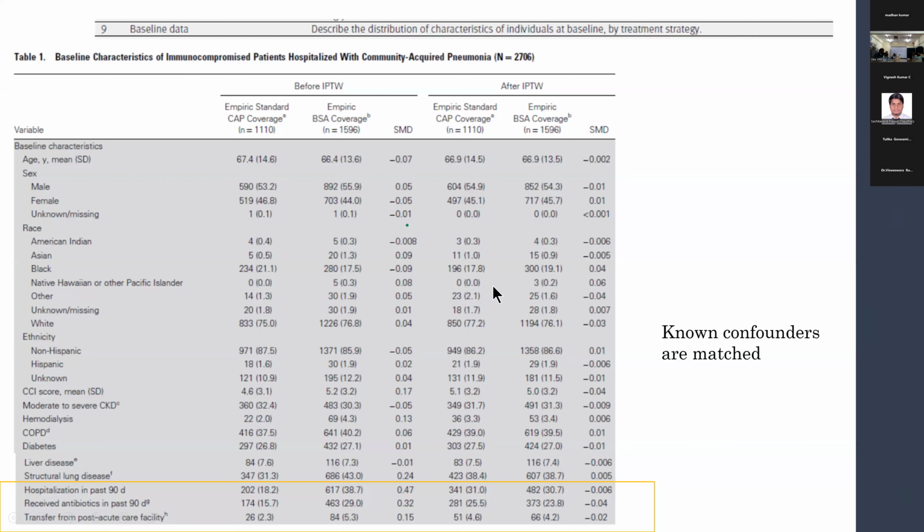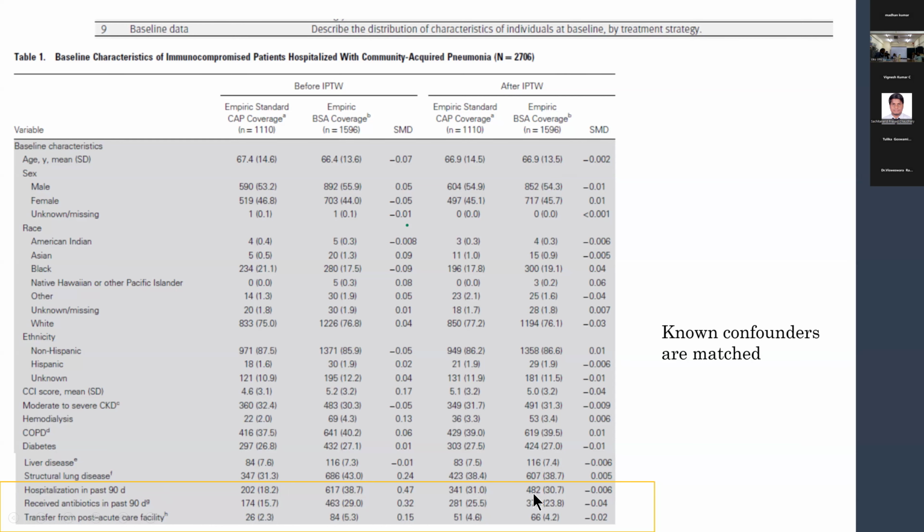These are the baseline characteristics they have got. This is before the weighting. This is after that. If you look here, some of them are quite similar: age, gender. But if you come down, hospitalization in the past 90 days is quite different, 18 and 38.7. But after matching, they look quite similar, 31 to 30. Received antibiotics in the past 90 days, which is a high risk for a resistant organism. You can see that it was different, but they have matched it.